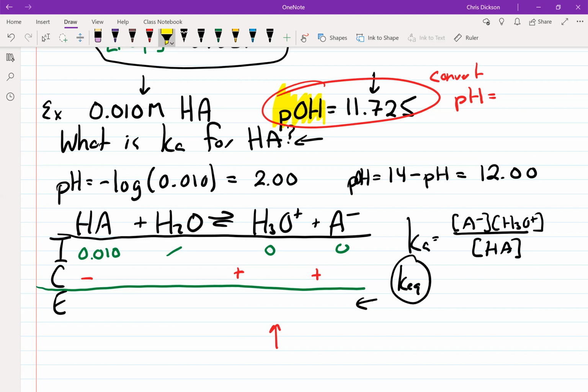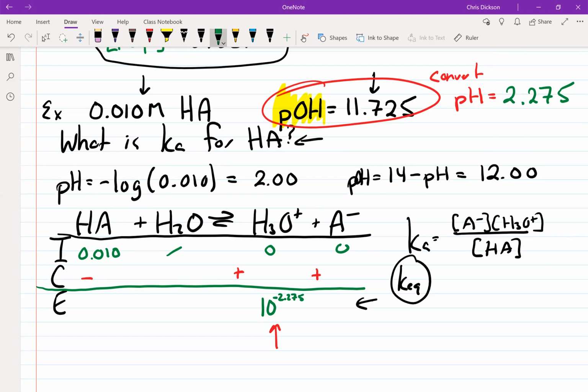So if the pOH is 11.725 and I go 14 minus 11.725, I'm going to get 2.275. Oopsie. And so that would be my pH number here. And this here would give us 10 to the negative 2.275. And so that's how much hydronium you would have at this equilibrium here.